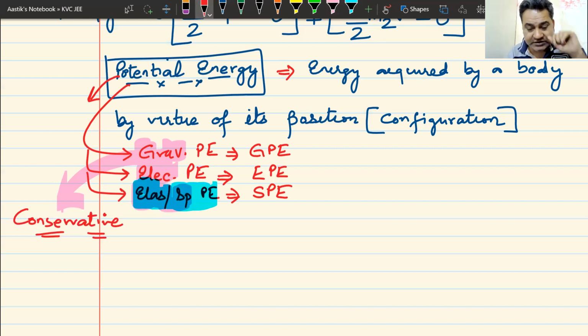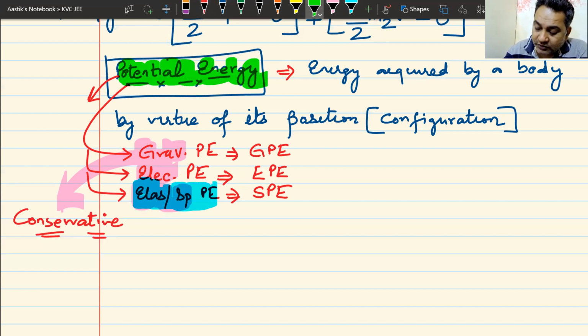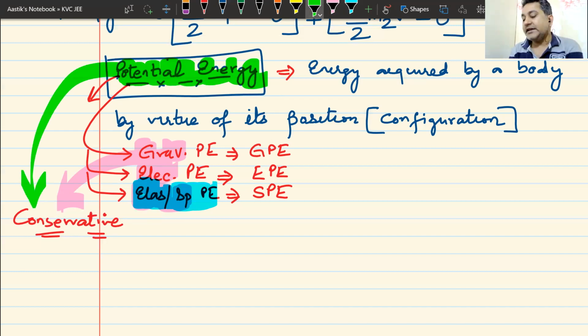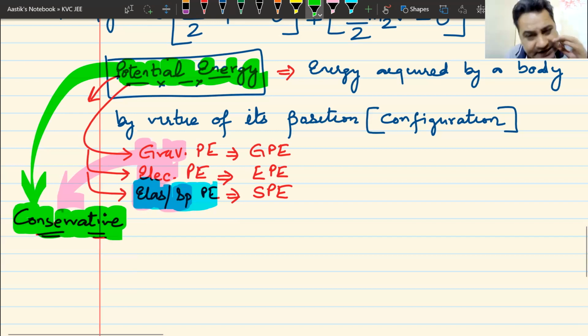Now, looking at these conservative forces and this concept of potential energy, it is very clear that this potential energy is associated only with conservative forces. That is the next thing that you must remember. Potential energy is the energy acquired by a body by virtue of its position, where it is placed. It is also only associated with conservative force. If there is a conservative force anywhere, there would be potential energy in that space.